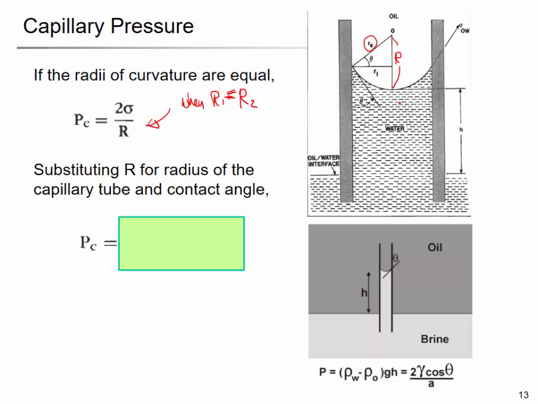Let's say that you have a straw and you're measuring the curvature and the radius. It will be difficult to identify from the picture. So substituting R with the radius of the capillary tube and the contact angle, you finally have this equation. Here, Rc is the radius of the capillary tube.